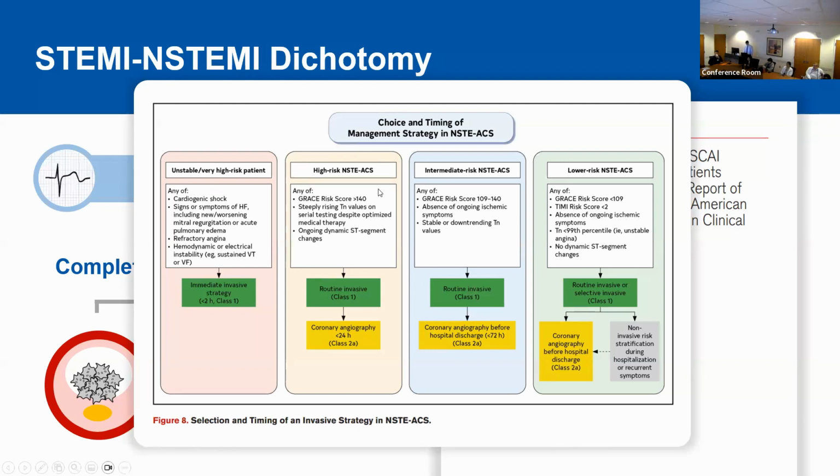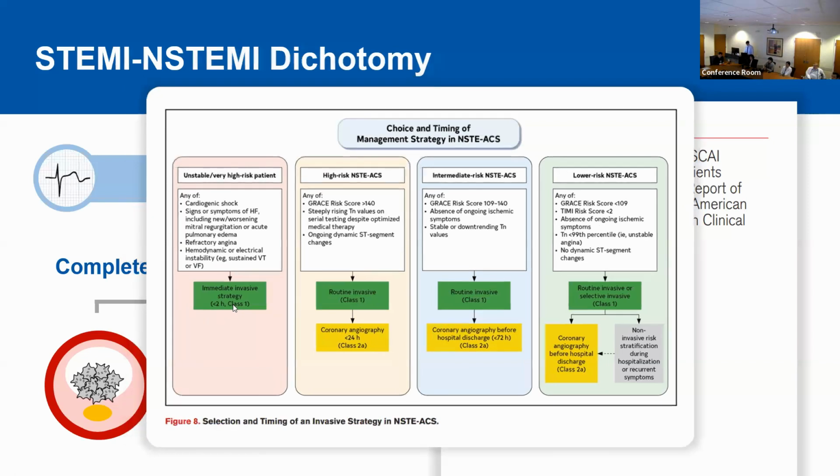They do, however, remind us that if we're dealing with a high-risk NSTEMI, which I would argue these are, with GRACE scores greater than 140, there's a class 1 indication to do angiography in a routine fashion, so sometime before their discharge. But if you're particularly concerned, try to get them into the lab sometime within the first 24 hours with a 2A recommendation. Unless, of course, they're hemodynamically unstable, in which case there is a class 1 recommendation for trying to get them into the lab within the first 2 hours.